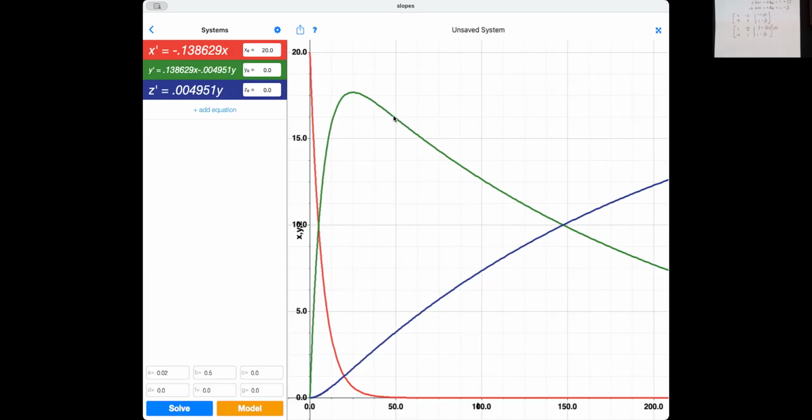You could also do it graphically, couldn't you? You could put 2 horizontal lines on here and ask for the intersection. Because you're in Desmos, you can do that. Yeah, I've got to figure out how to work this out.